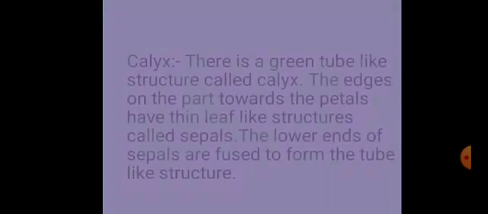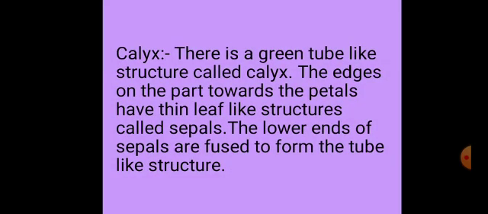The first one is the calyx or sepals. There is a green tube-like structure called calyx. The edges of the parts towards the petals have thin leaf-like structures called sepals. The lower ends of the sepals are fused to form the tube-like structure. For example, when you observe a datura flower, the outermost parts appear in green color. These sepals are fused to form a tube-like structure.